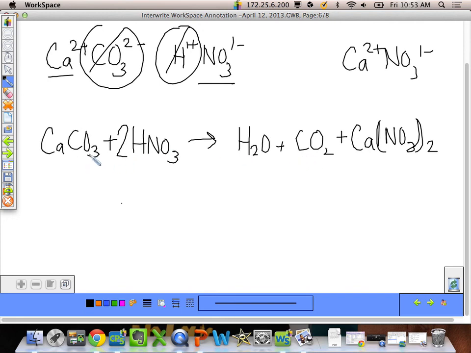3 oxygens on my reactant side. I have 3 oxygens that are not part of the nitrate ion on my product side. I've got 1 here plus 2 there, that's 3. And then I take a look at my hydrogen. I have 2 hydrogen because 2 times the 1 hydrogen that's there. And sure enough, I've got 2 there.